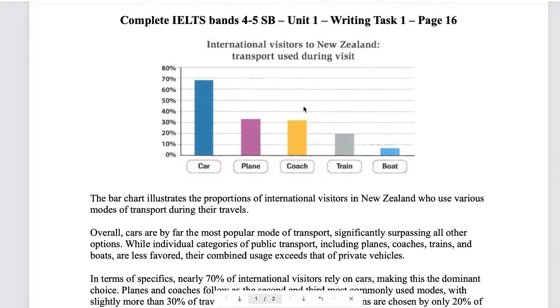And also in the title of the task, do you see the words during visit? Yes. So instead of writing during visit, I just replace that with during their travels. You understand?